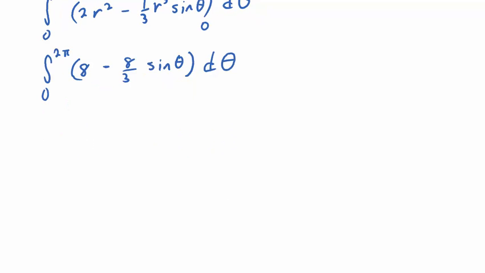So we're integrating with respect to theta. If we do that, we'll get 8 theta. The integral of sine theta is negative cosine, but we already have a minus, so it'll make it plus 8/3 cosine theta. And we evaluate that from 0 to 2 pi.